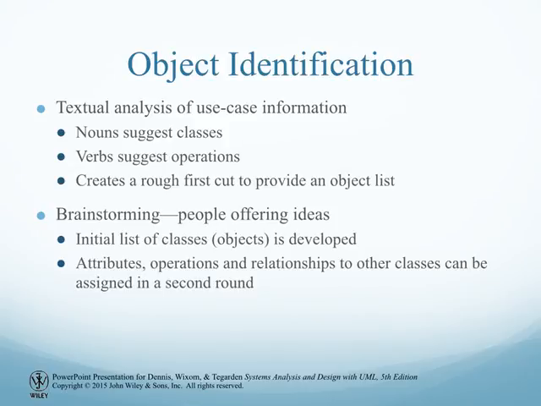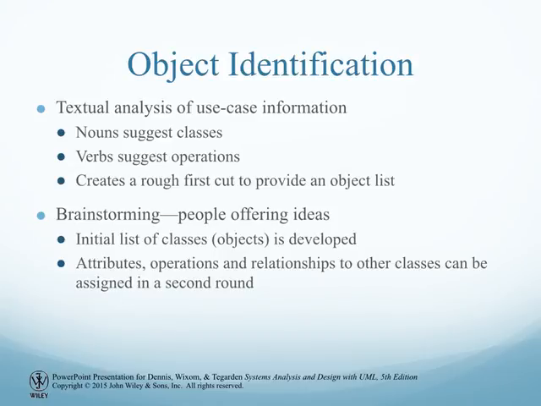So this essentially gives you a rough cut. This is an early way of coming up with things that could be candidates for being objects in the system. On the next slide, there's a table of textual analysis. I'll go over a couple of examples.